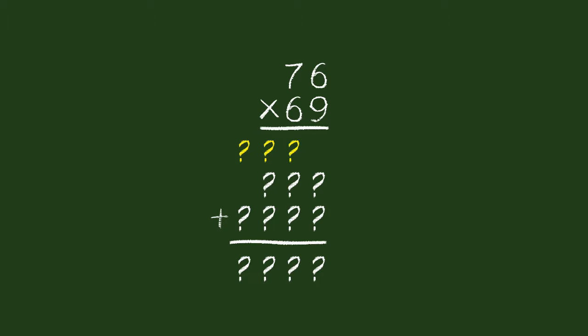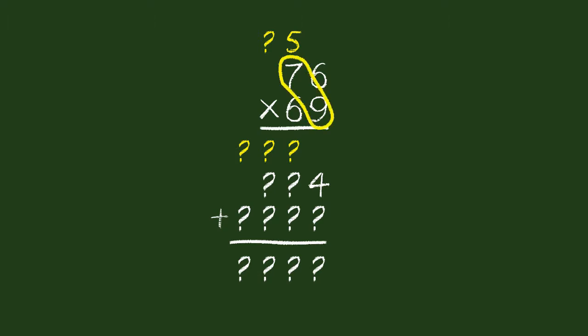Let's start with multiplying 76 times 9. We start with multiplying the numbers in the ones column like we did in level 3. 6 times 9 equals 54. We put the 4 from the 54 in the ones answer location here, and the 5 of the 54 up here in the ones carry location.